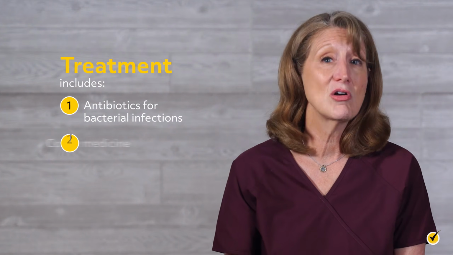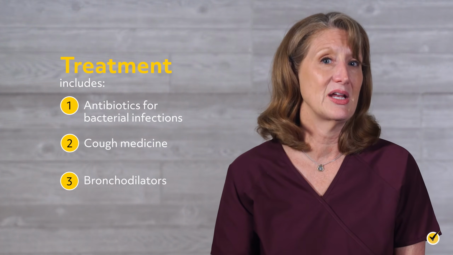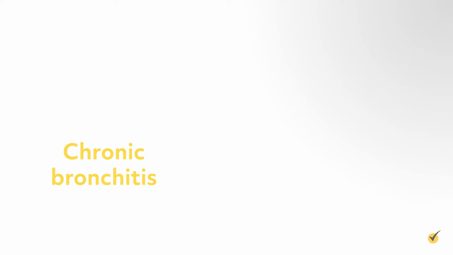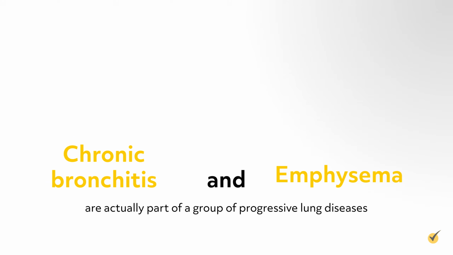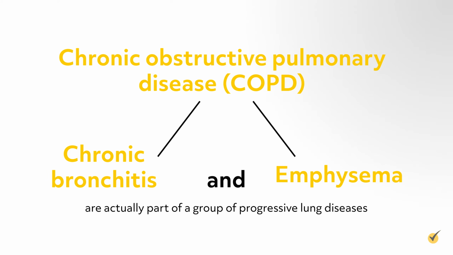Treatment includes antibiotics for bacterial infections, cough medicine, and bronchodilators. Chronic bronchitis and emphysema are actually part of a group of progressive lung diseases that are referred to as chronic obstructive pulmonary disease, or COPD.